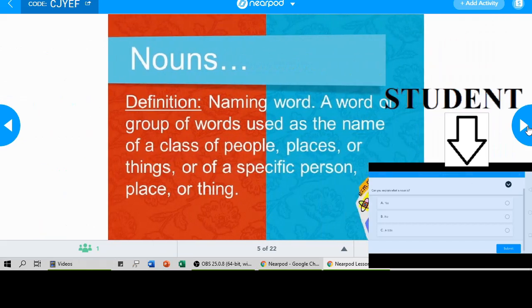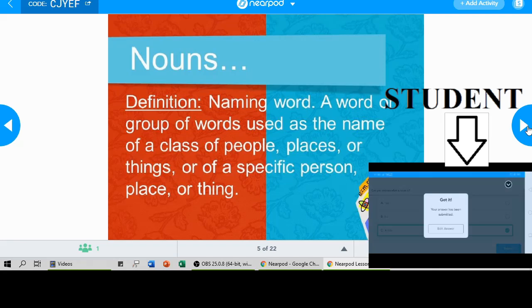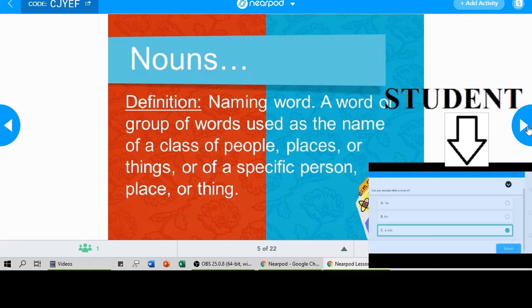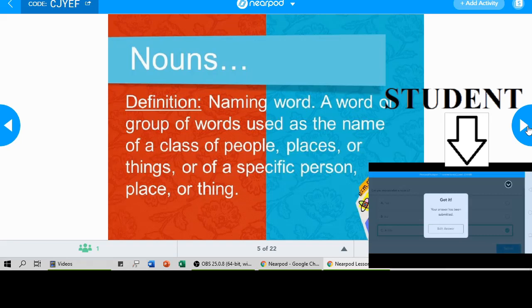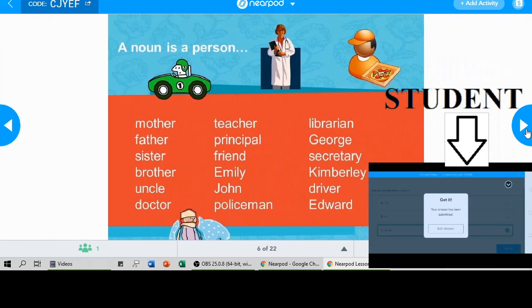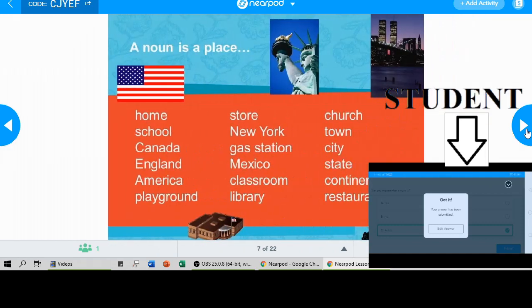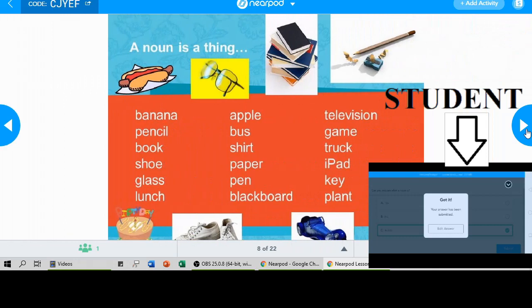Here, in this slide, we can find the definition of noun. So we are already explaining here what noun is. Click this arrow, next. Okay, next. All of these things are shown to the student except the score. Only the teacher can see the score and their answer.